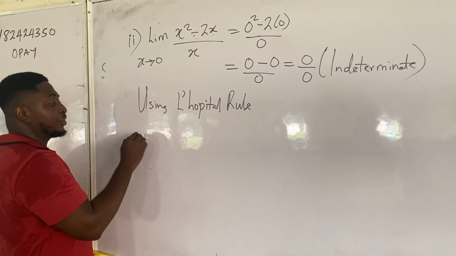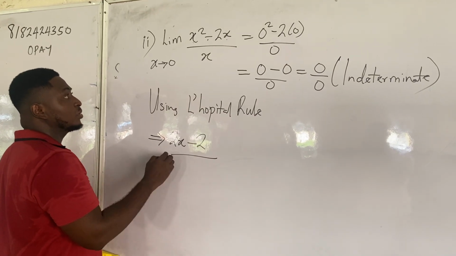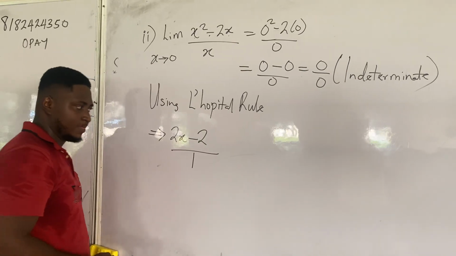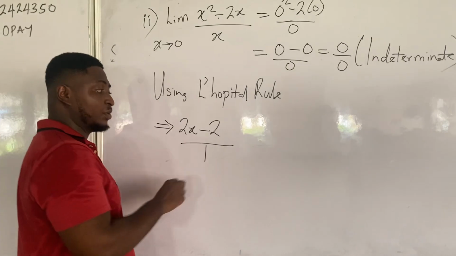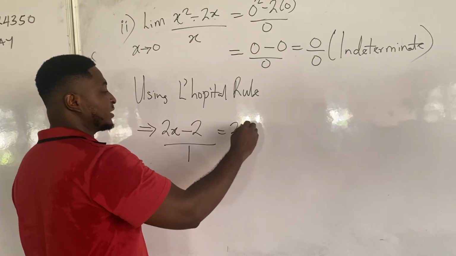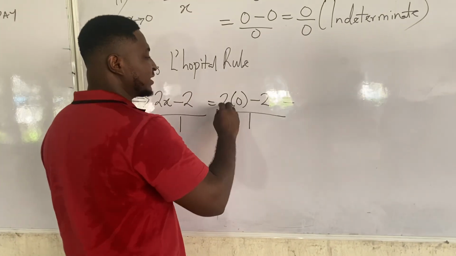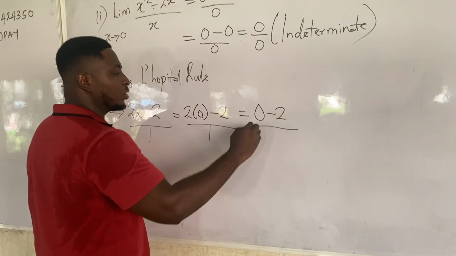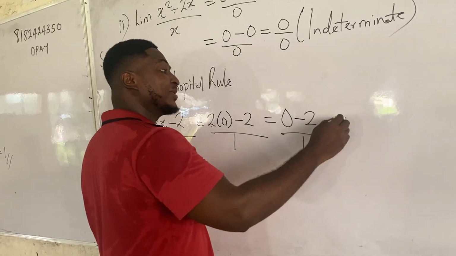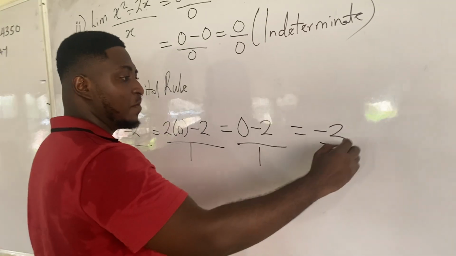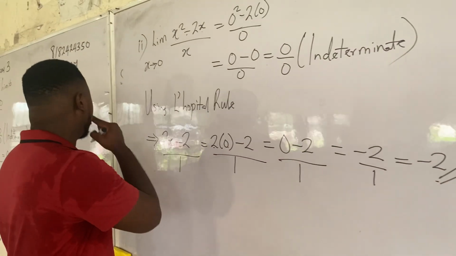Differentiate x squared, you're going to have 2x. Differentiate 2x, you're going to have 2. Differentiate x, you're going to have 1. After differentiating, it's time to replace your limit point with 0. This will be 2 into bracket 0 minus 2, all over 1. 2 times 0 is 0. 0 minus 2 is minus 2. Someone might say 0 minus 2 is 0, no. 0 minus 2 is minus 2. Minus 2 divided by 1 is minus 2. Class, this is the solution to the second question.